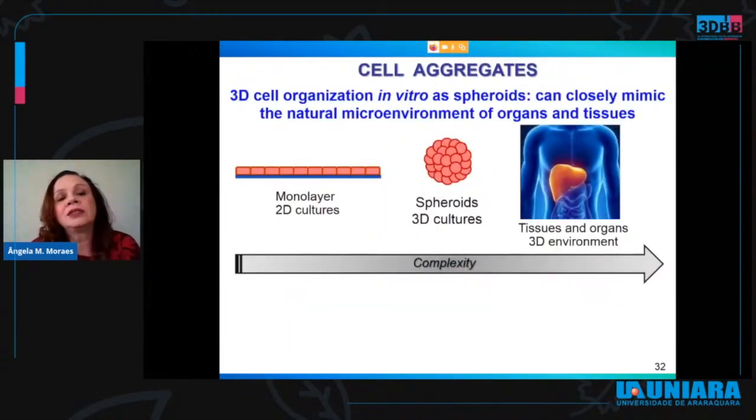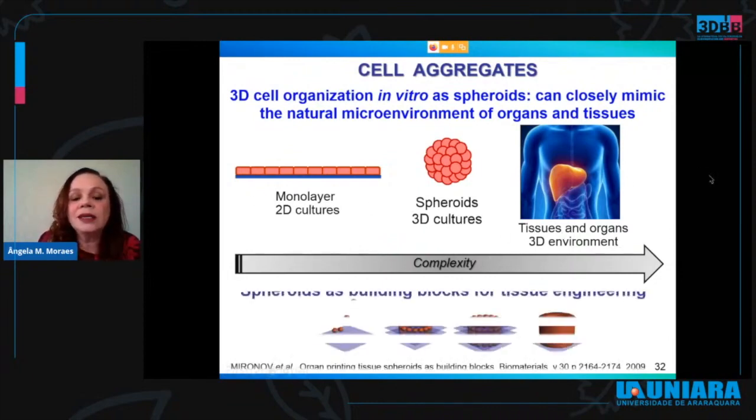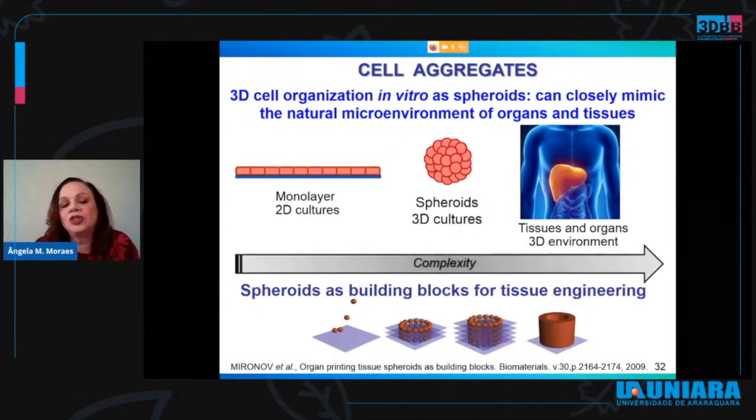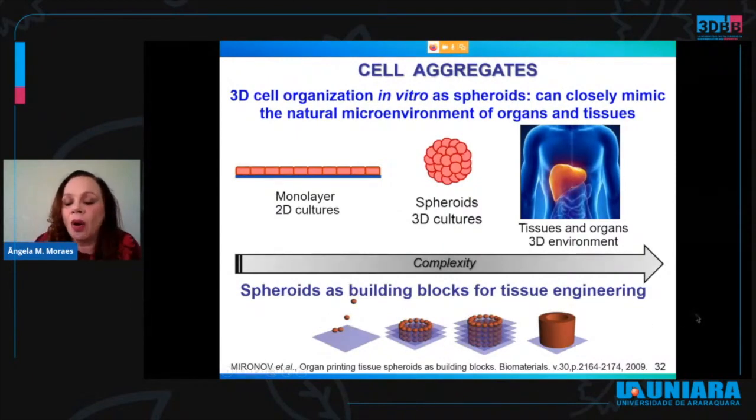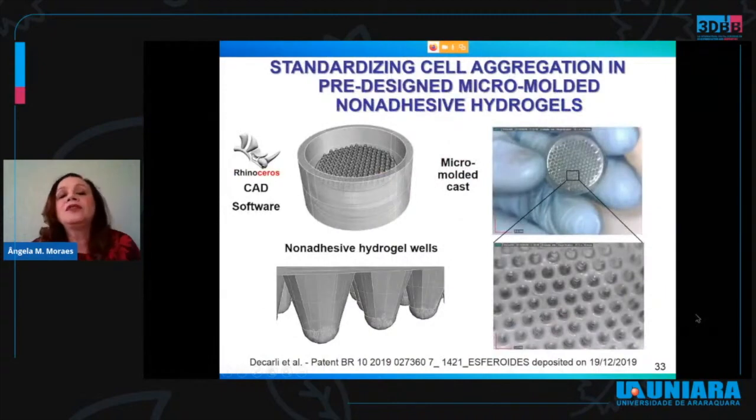And our idea was that 3D cell organization in vitro as spheroids can more closely mimic the natural environment of organs and tissues, as we show here. However, the complexity of these cultures is significantly higher than what we have in monolayer and 2D culture. And the idea is then to use the spheroids as building blocks for tissue engineering. So each spheroid is like a brick that we can use to build a wall. And it's very important that you have similar spheroids regarding size and cell concentration.